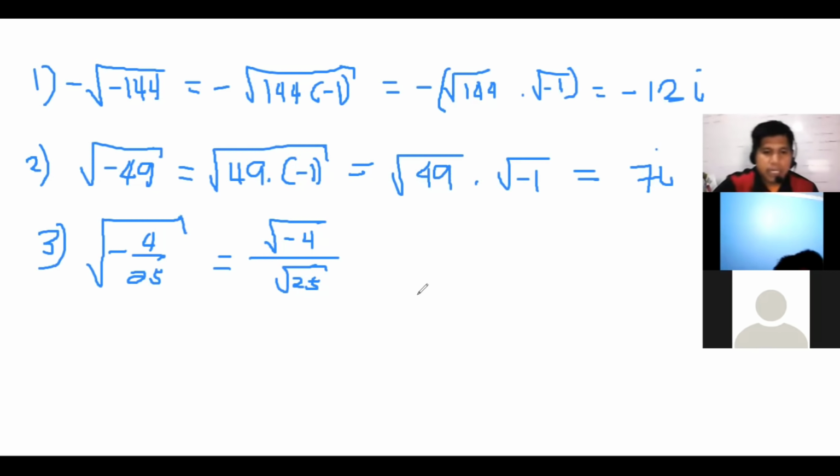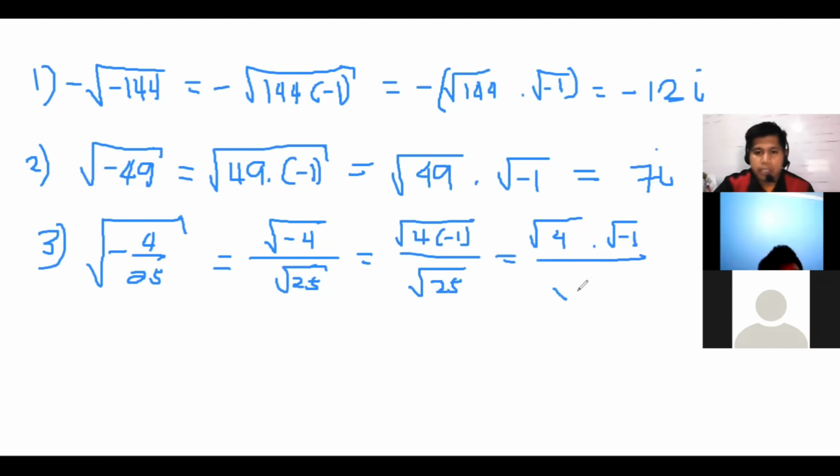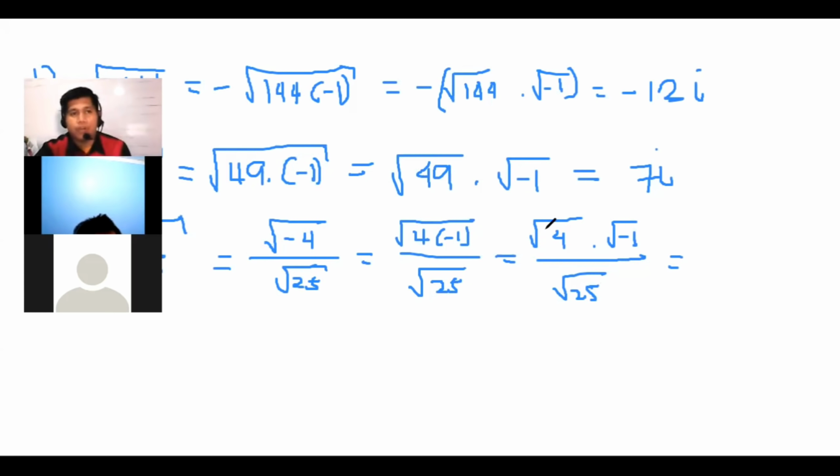Next thing is you factor out your negative 4, so you factor out negative 1. That's going to be 4 times negative 1, all over the square root of 25. Then separate it. That's going to be the square root of 4 times the square root of negative 1 over the square root of 25. Next, simplify your square root of 4. The square root of 4 is equal to 2. And your square root of negative 1 is equal to i, all over the square root of 25, which is 5. So this will be your answer. Any question?